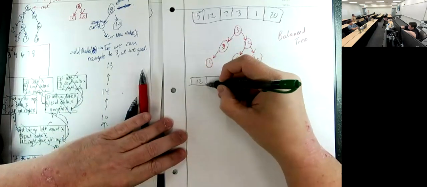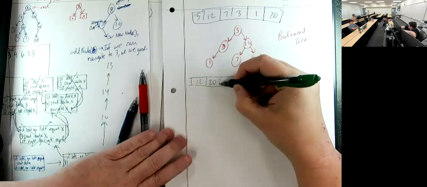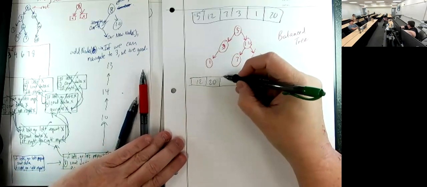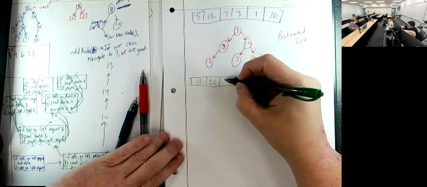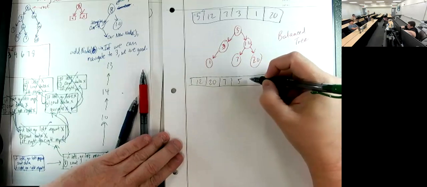What if we had something like this though? 12, 20, let's just go, I don't know, 7, 5, 3, 1. 7, 5, 1, 3.